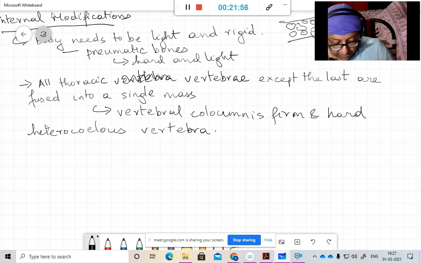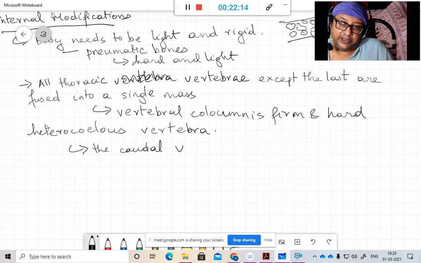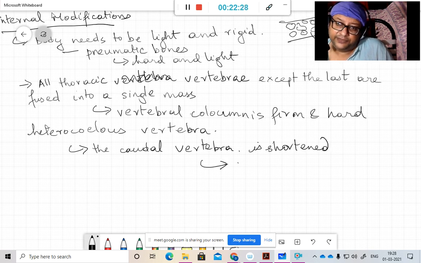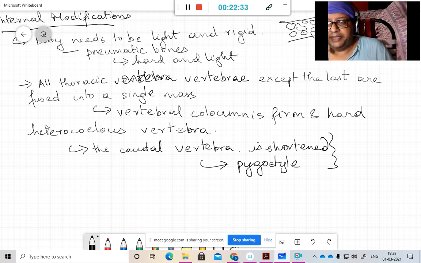Then let us talk about another feature, and that is the caudal vertebra is shortened, and those tail vertebrae are fused to form the pygostyle. All these adaptations make it very light, compact and suitable for flight.